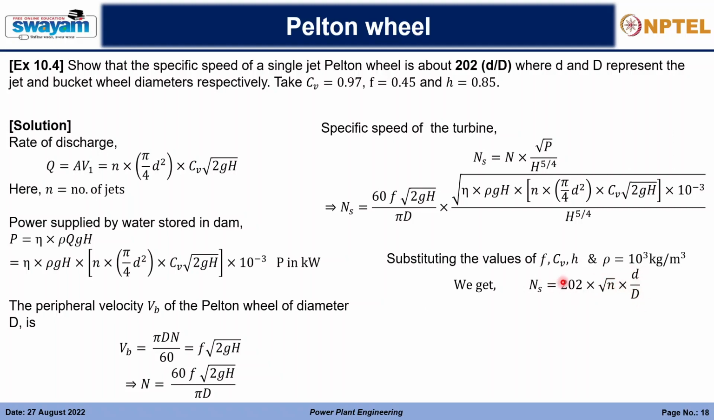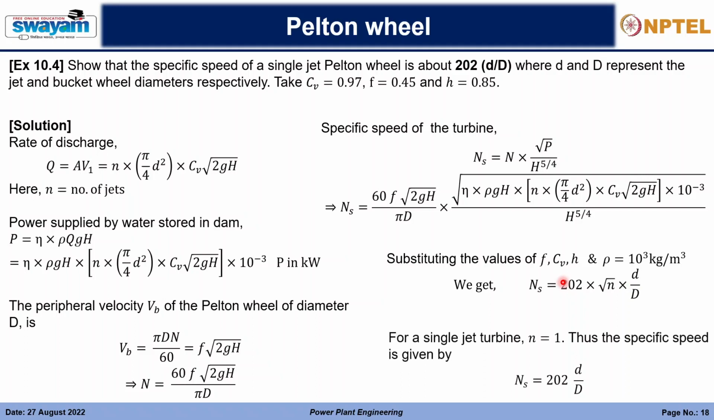Now n was the number of jets, so for a single jet turbine n equals 1, so the specific speed is given by 202 times this diameter ratio. This was a derivation type of question. By this I have completed the Pelton wheel. Next class maybe I will cover the Francis and the Kaplan turbine, and that was all for today.